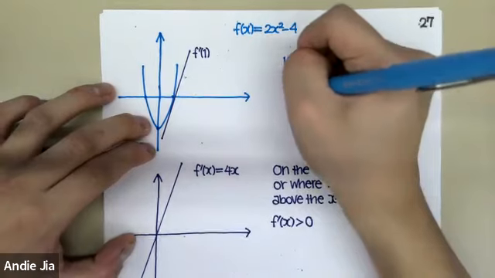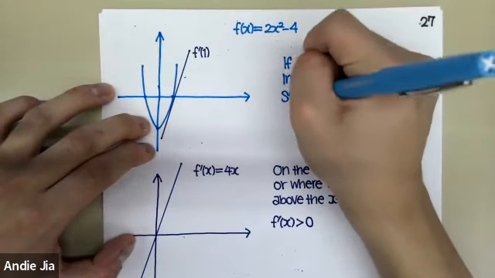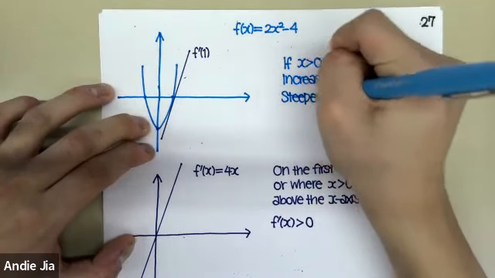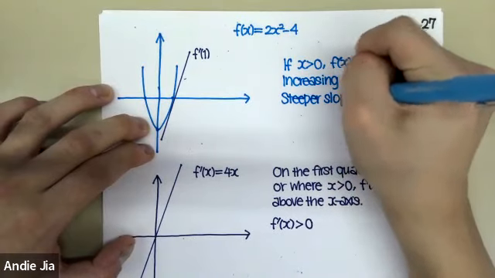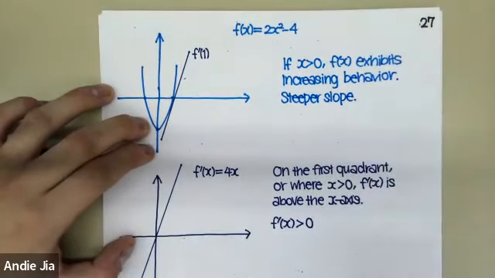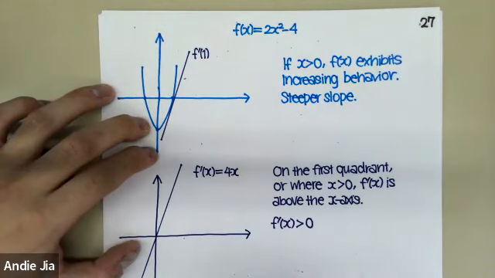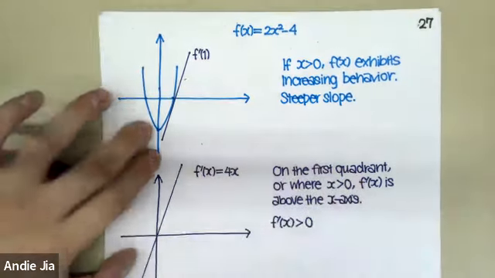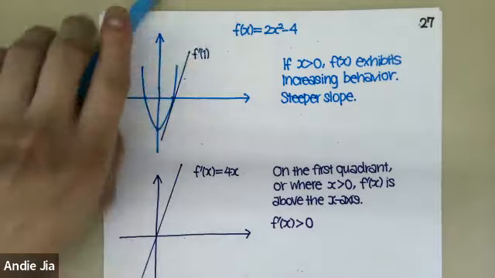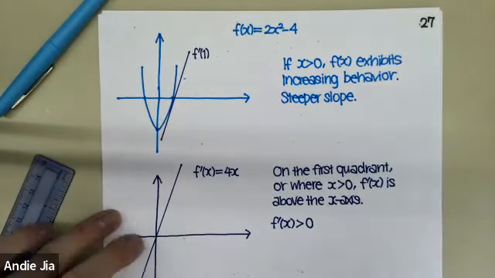And steeper slope, but not at a constant rate. It's just getting steeper, not a constant rate. You can see the slope is larger and larger, more and more positive.